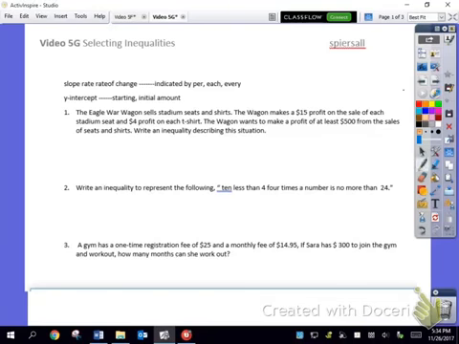Okay, so we're going to write an equation, and remember that slope is the rate of change. It's indicated by per, each, every. Y-intercept is the starting or initial amount.